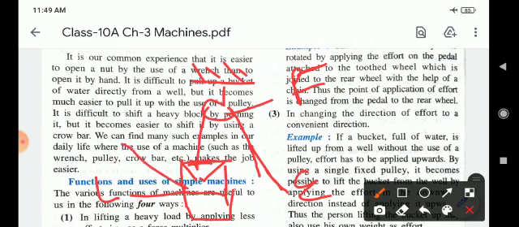It is the bucket, it is the effort applied by the person, it is the fulcrum. It is a single fixed pulley.